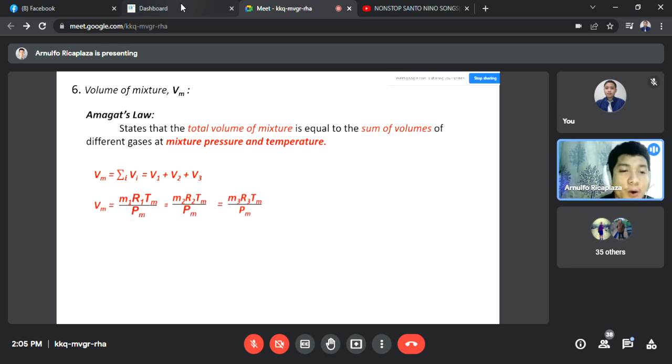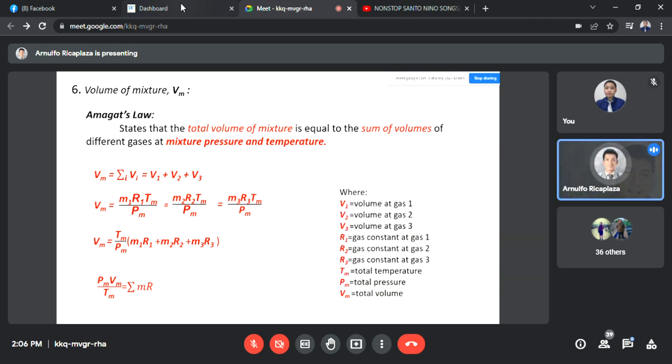This is taken from PV = mRT. The temperature is the same and the pressure is the same. For example, carbon has the same pressure as oxygen when mixed. So the temperature and pressure cancel out, and what remains is the summation of mR, from Amagat's law. So you can get each volume individually.